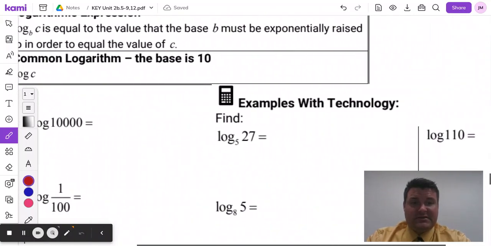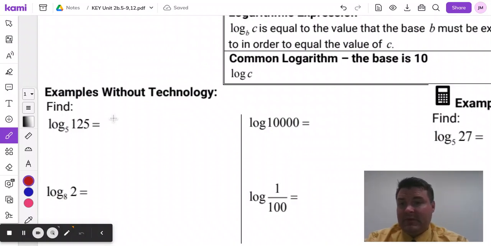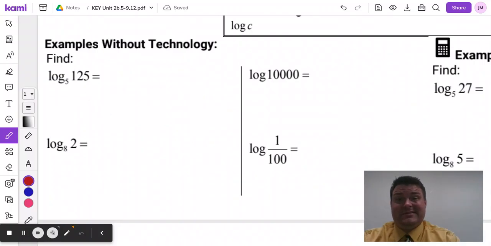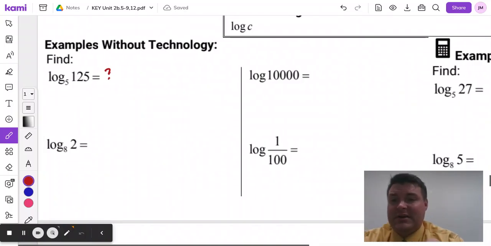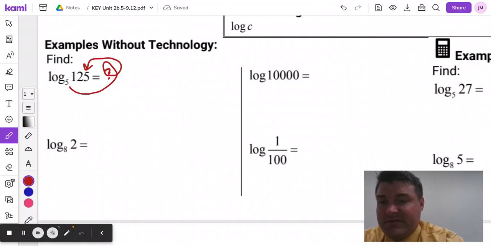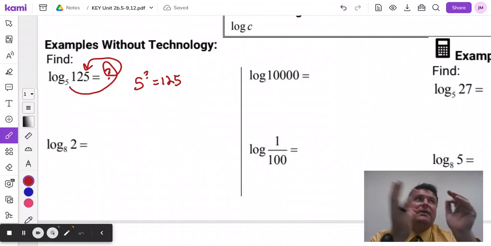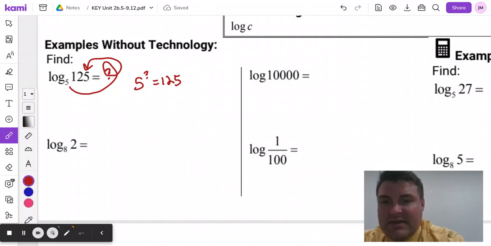So what we're going to do is find some values. Examples without technology. Let's find log base 5 of 125. If you have this memorized, that's great. What I do is put a question mark right there and ask, what is that? I don't put a variable because sometimes we have variables in here. So it's 5 to the what gets me 125. 5 times 5 is 25 times 5 is 125. So the question mark is 3.